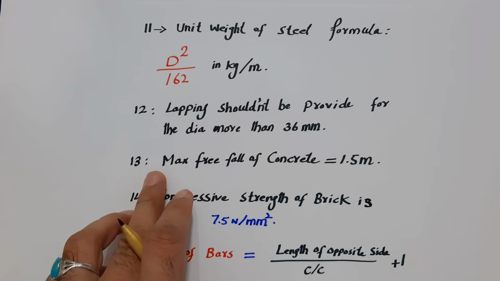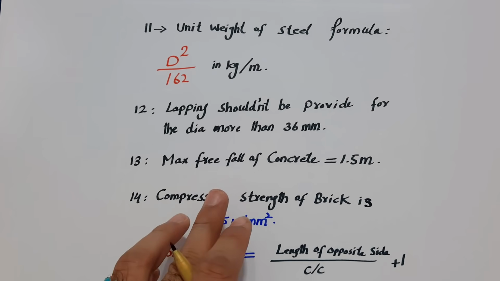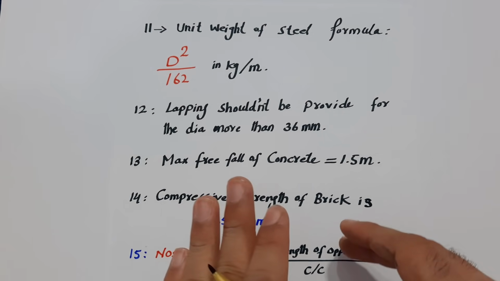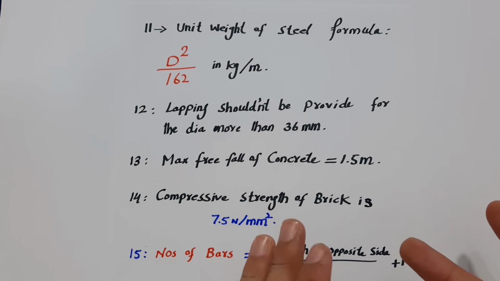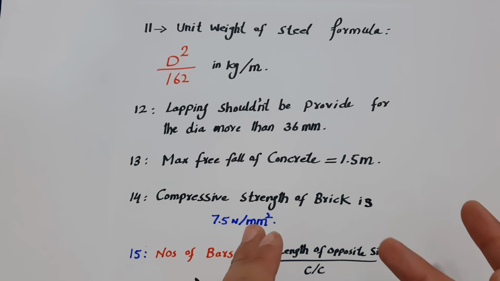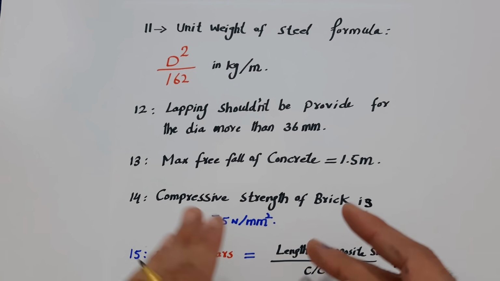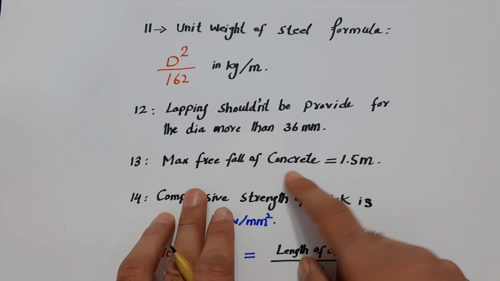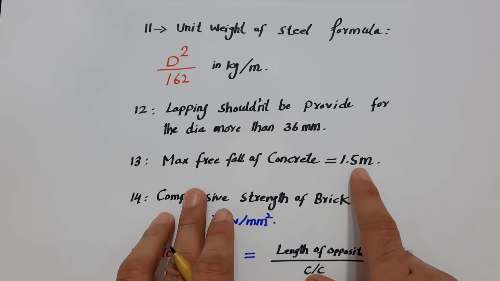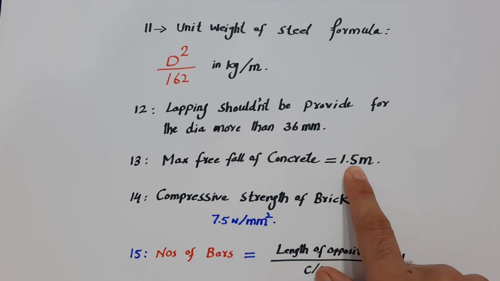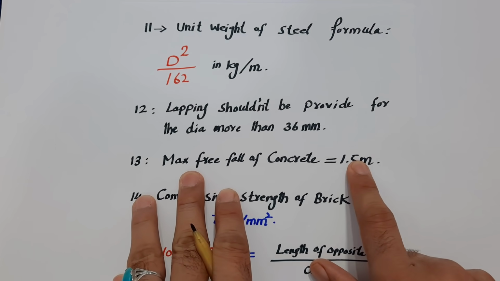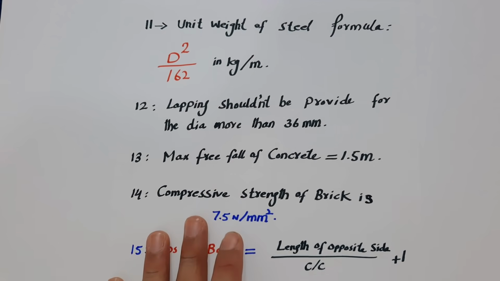Guys, the 13th one is max free fall of concrete. When we are pouring concrete in a slab or any RCC member, the concrete height should not be more than 1.5 meter. So max free fall should not be more than 1.5 meter. Otherwise it will cause bleeding, segregation, etc., and you will face problems.